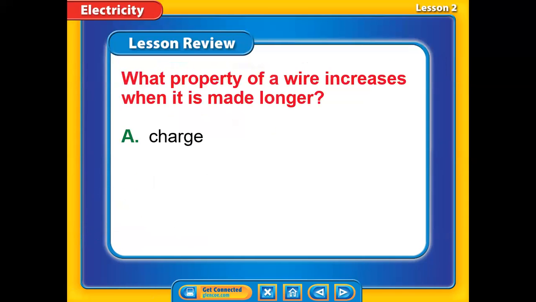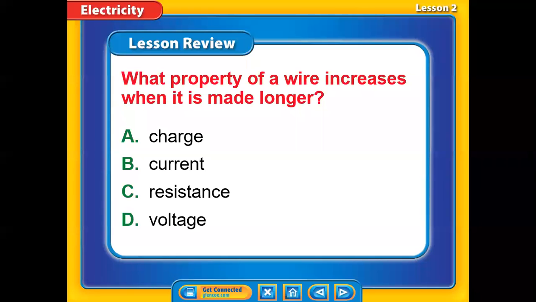Good. Last question. What property of a wire increases when it's made longer? That means if we make the wire longer, which of these will increase? Yes, Judy? C, resistance, good. We said that long wires have more resistance than short ones. So like this, guys, that's the end of our lesson.